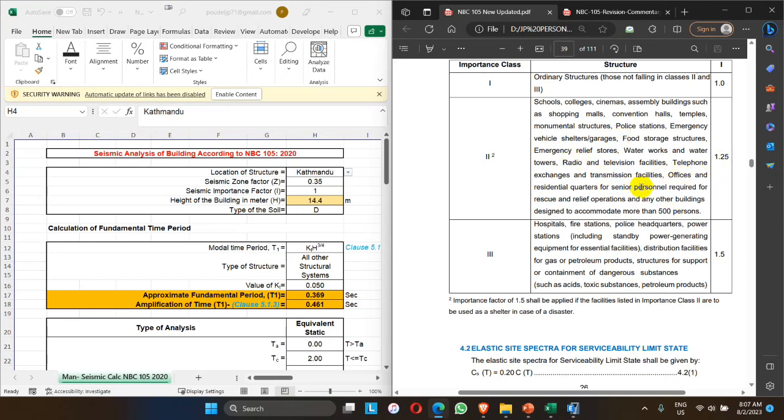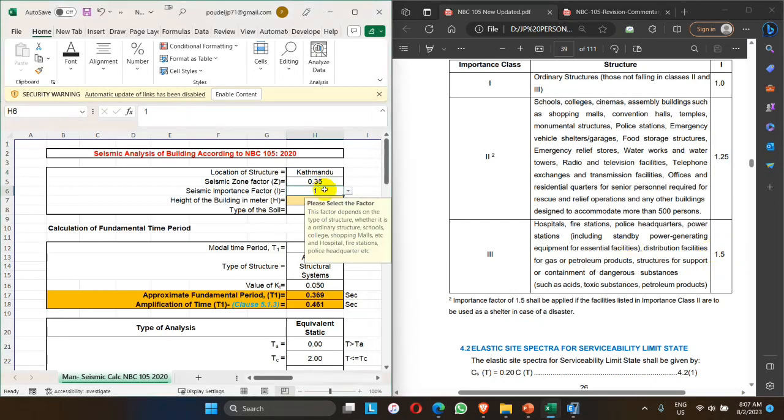If these structures are to be used as a shelter in the case of earthquake or any disaster, these values also have to increase to 1.5. It is clearly mentioned here. And the rest is the hospital, fire station, the police headquarters, power station, etc. We have to incorporate the value of I as 1.5. For now, let me choose I equals 1.25.